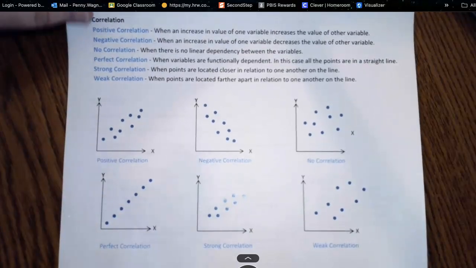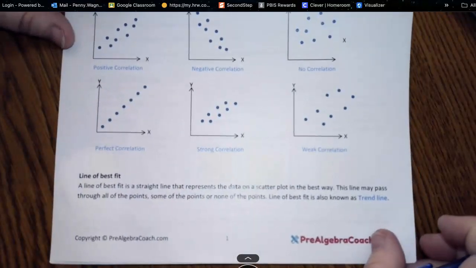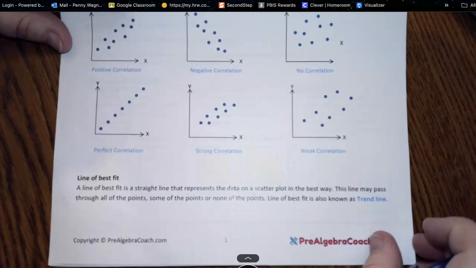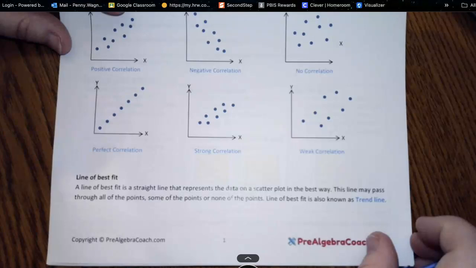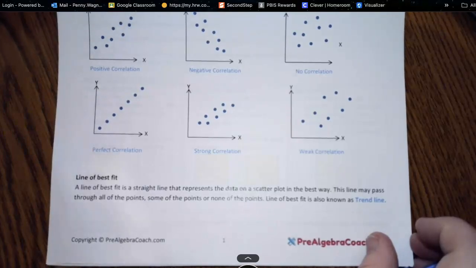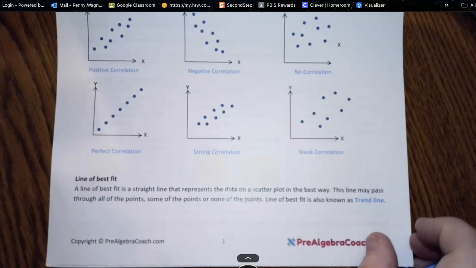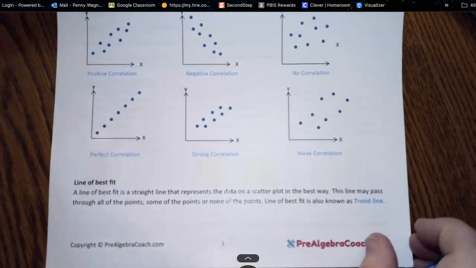Tomorrow we'll learn more about the line of best fit. It is a straight line that represents the data on a scatter plot in the best way. This line may pass through all of the points, some of the points, or none of the points. A line of best fit is also known as a trend line, and we'll learn more about that in the next day or two.